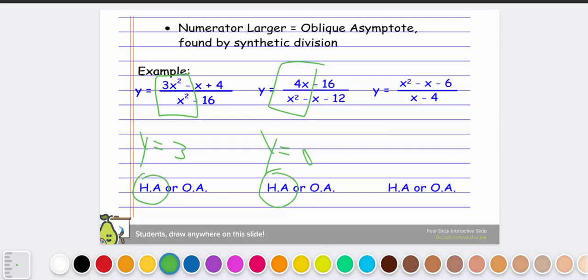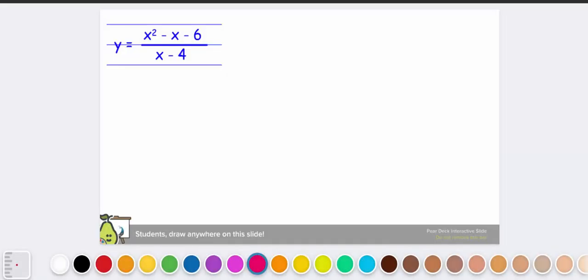Alright, and then the new one for this slide. Of course, there is no HA, but that means there must be something else. You're thinking OA. We didn't even look at it. Oblique asymptote. Okay, so we're going to find that by synthetic division, and it's just going to give us a diagonal line instead of a horizontal line that works just like a horizontal or vertical asymptote. How do we find it? Synthetic division. Alright, that's what we got in store for you right here.